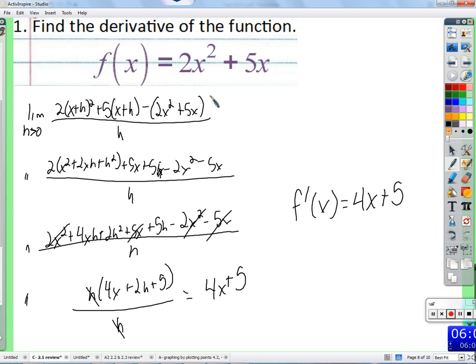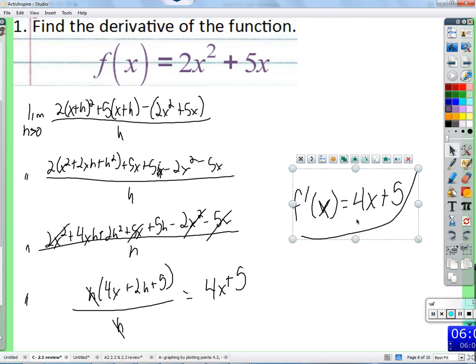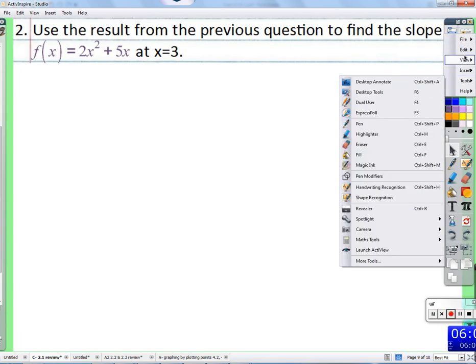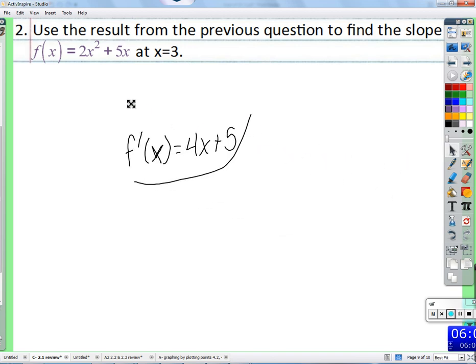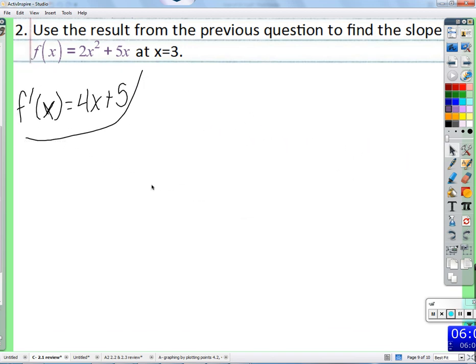Oh. There it is. There's a derivative. Next, we're going to use this. Before we do that, though, we're going to finish our worksheet from the other day. So we're going to use the result from the previous question to find the slope of this at x equals 3. Right? How do we do that?